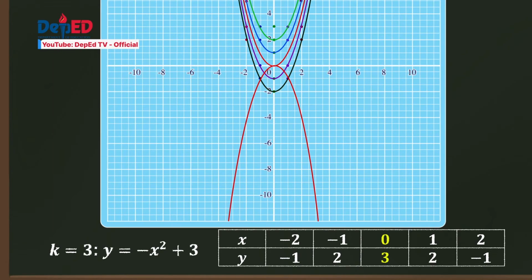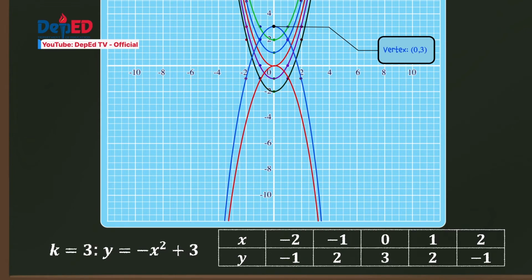Now, aside from (0, 3), these are 4 of the points that are also on the curve: (-2, -1), (-1, 2), (1, 2), and (2, -1). We conclude that the parabola is the same parabola representing the reference function y equals -x squared, but it is just shifted 3 units upward. The vertex is now (0, 3).